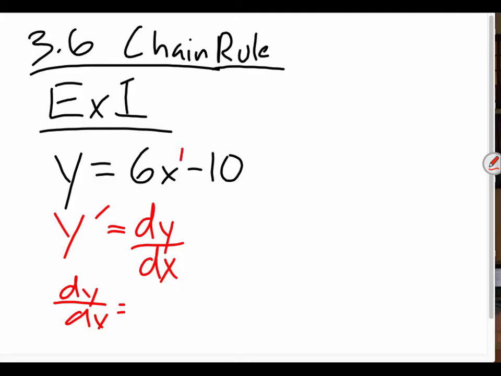And keep in mind that this is x to the first power. 6. 1 times 6 is what? 6. Then we say x raised to the 1 minus 1, or x raised to the 0, is just 1. 1 times 6 is 6. What's the derivative of 10? 0. Any constant, when you take the derivative of a constant, it is always 0. So our derivative, or y prime, is just 6. Now that's the regular way.